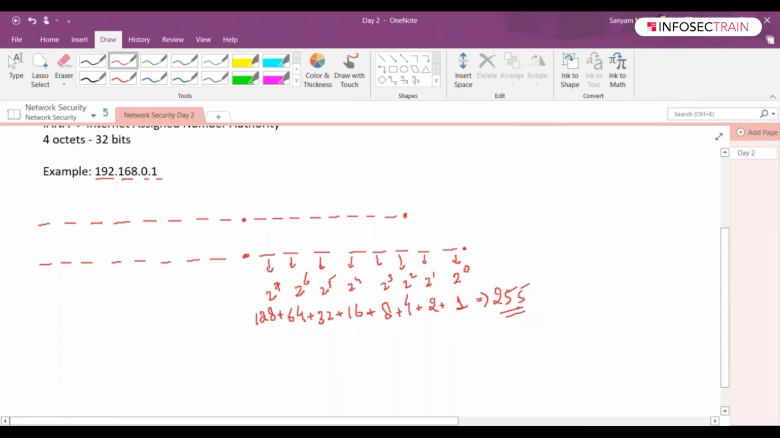Make sense? Right? So you might always remember that the last number, the maximum number over here, will be like this. Isn't it? This is the maximum, the last one. Correct? For every octet, 255 is the max value it can attain. Make sense? Correct?